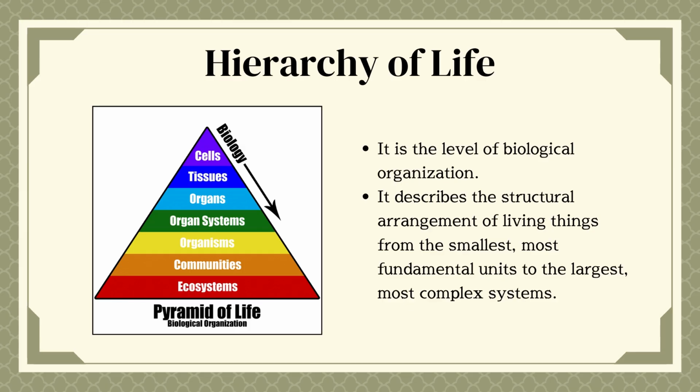So, what is the hierarchy of life? The hierarchy of life is also known as the level of biological organization. It describes the structural arrangement of living things from the smallest, most fundamental units to the largest, most complex systems. This basically arranges that, as you can see in the image, we all come from cells, and then it progresses from tissues, organs, and so on.